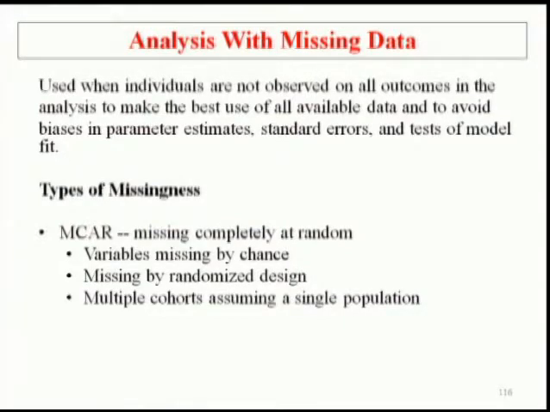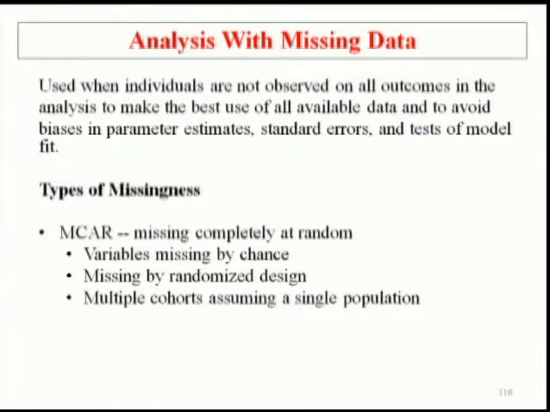You have analysis with missing data. And you want to make the best use of all available data and avoid biases in parameter estimates, standard errors, and tests of model fit. And we know then from topic 4 that we have various kinds of missingness: missing completely at random, missing at random, and non-ignorable missingness. And most often, I would argue that we are probably in the situation approximately of missing at random, which means that the missingness can be related to observed variables.